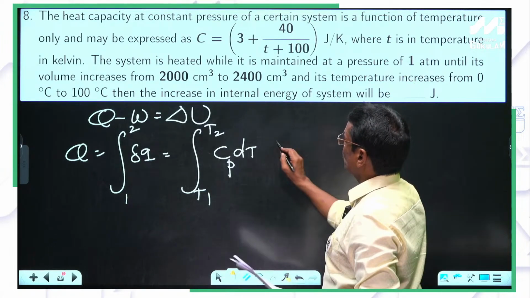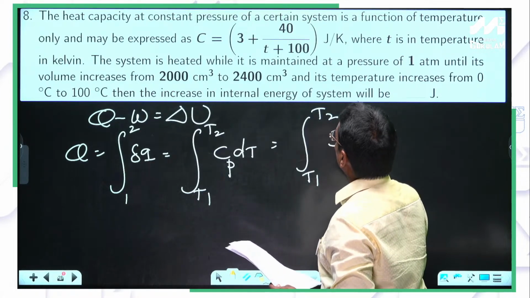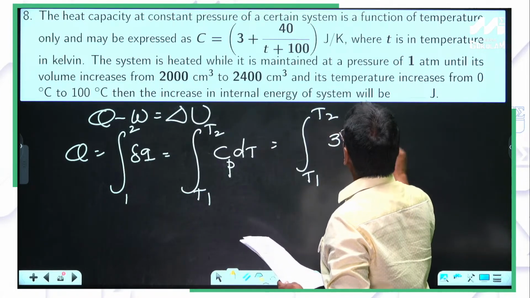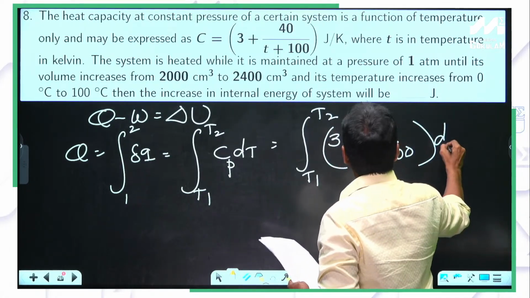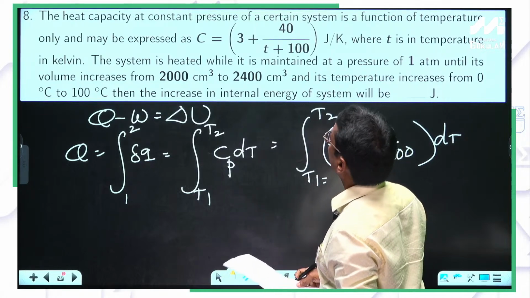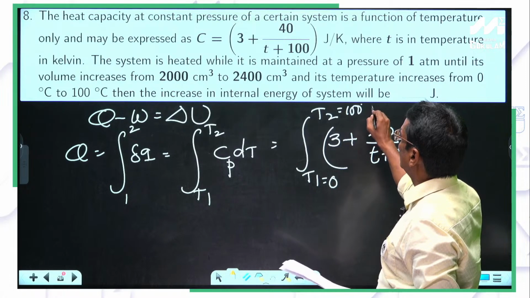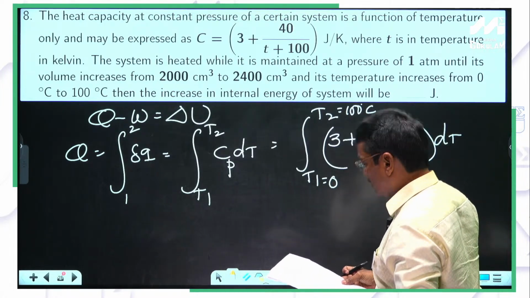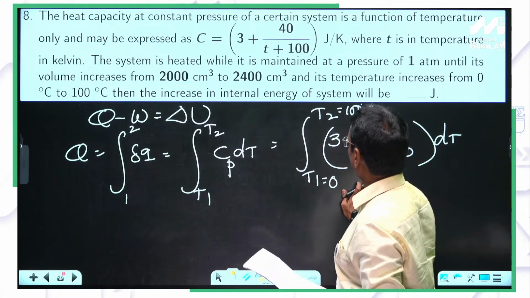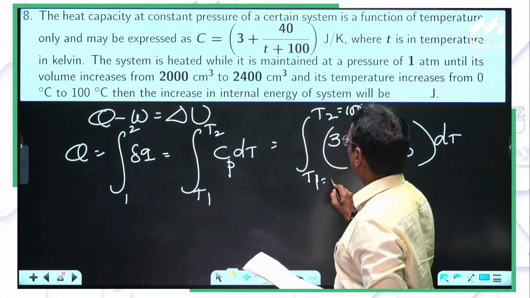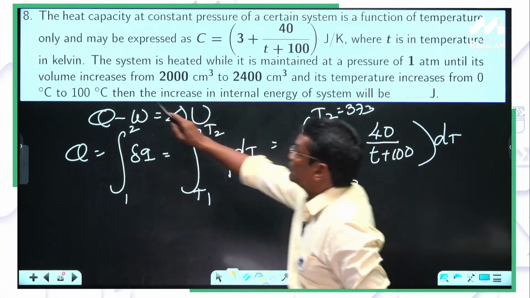Maintained at a pressure of 1 bar. That is integral T1 to T2. I substitute that 3 plus 40 by T plus 100 dT. What is the temperature limits there? From 0 to 100. Or temperature is, I think, in Kelvin there. Temperature in Kelvin, therefore I have to keep the limits as 273 to 373, because he has kept the Kelvin scale here.